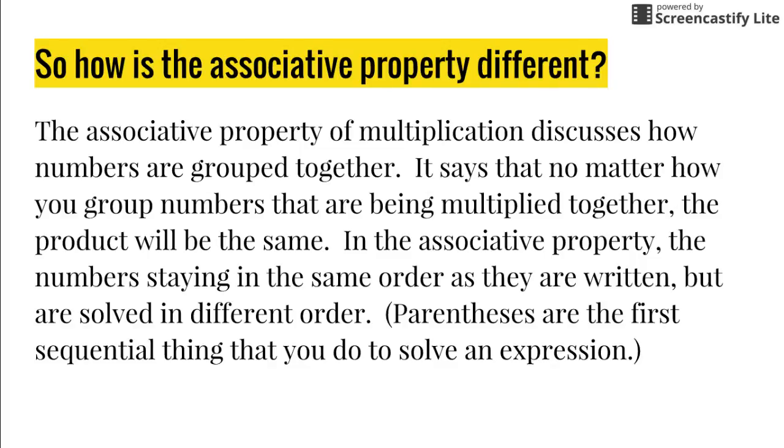And you're going to learn about order of operations next year in 5th grade. But order of operations just means that there's a certain way that we solve problems. There are certain steps that we follow. And the very first one that we follow are things that are in parentheses. So whatever's in parentheses is what you solve first. And so if the parentheses move, then the product remains the same. And that's what the associative property says.